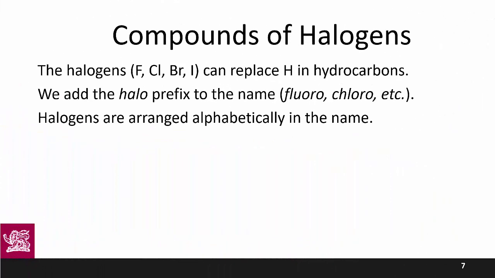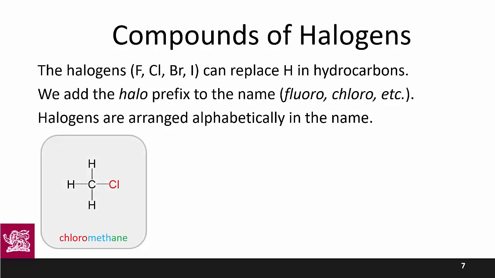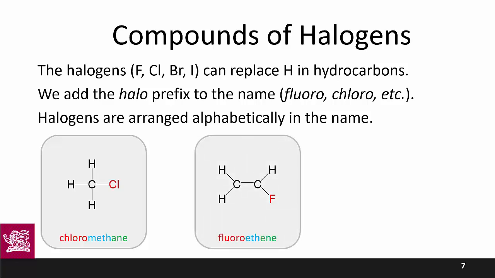We can form hydrocarbons with halogens present. The halogens, fluorine, chlorine, bromine and iodine, can replace hydrogen in hydrocarbons. When this occurs, we change the name to include the halo prefix, so each of those elements becomes fluoro, chloro, bromo or iodo. Halogens are arranged alphabetically in the name. Let's have a go. This is, of course, chloromethane, fluoroethene, and finally we have 2 halogens in the compound.